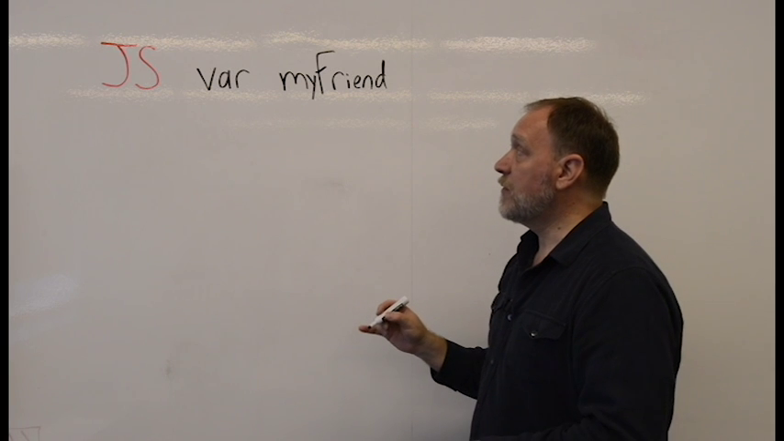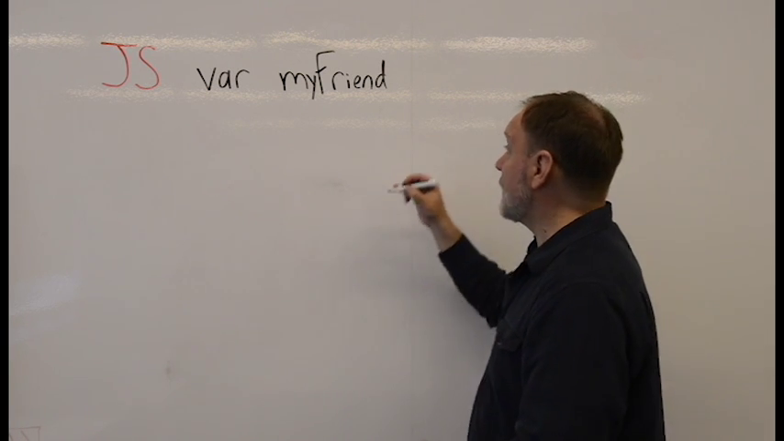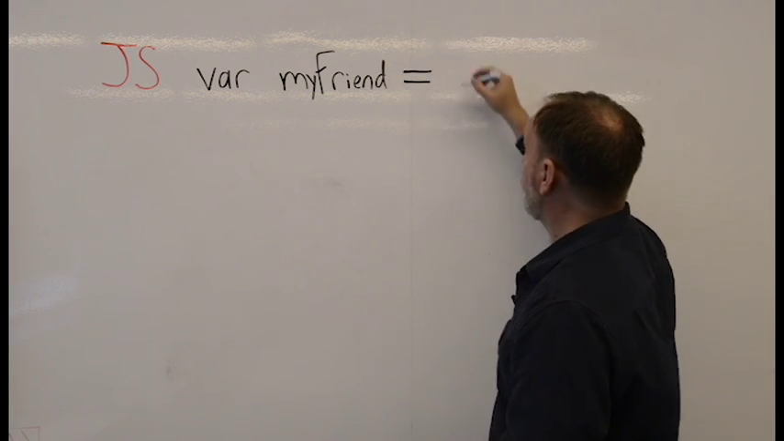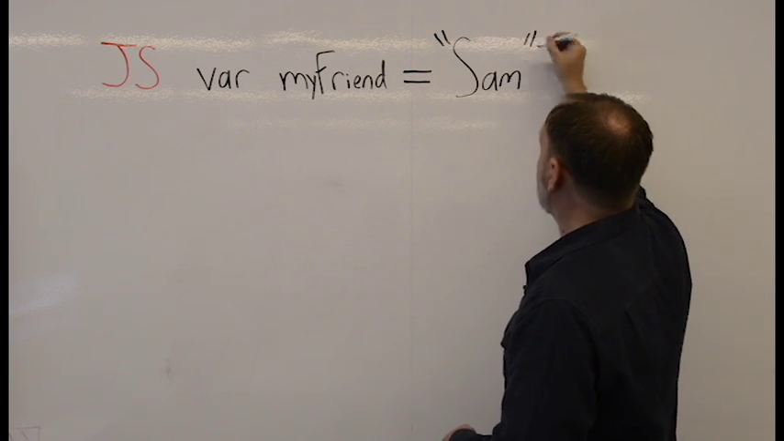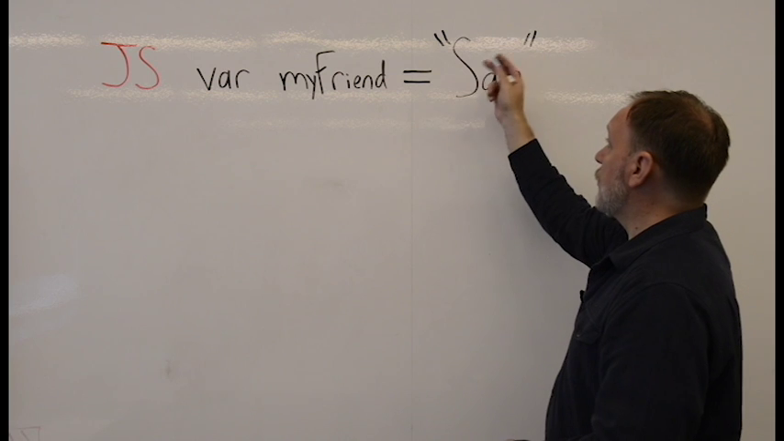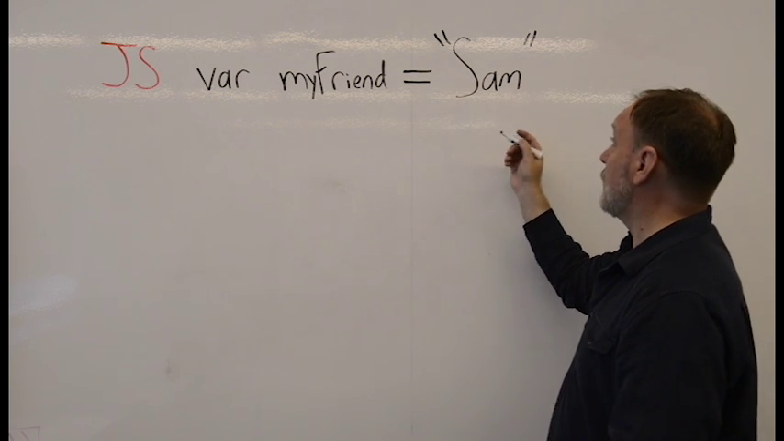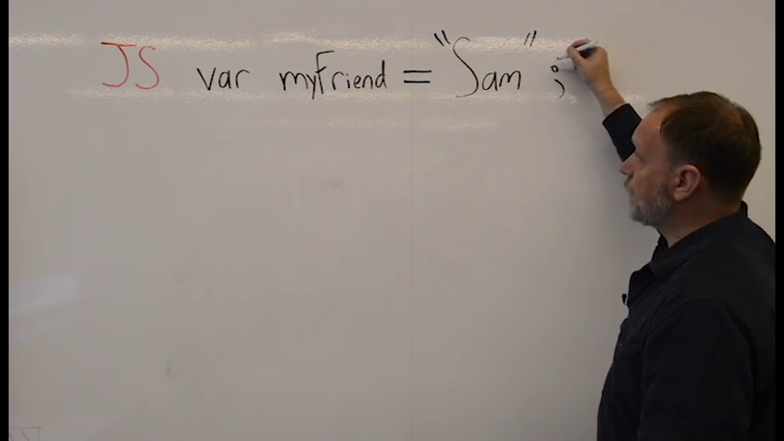Now, JavaScript and a few other languages allow you to assign a value as well as declare it in the same line. So we assign a value with the equal sign. In this case, myFriend is going to be Sam. You can see I've got it in quotation marks because Sam is a string of text as opposed to a variable. And as with all our statements, we end with a semicolon.